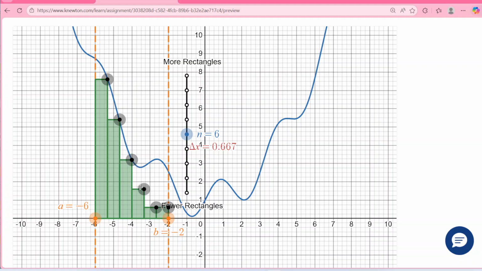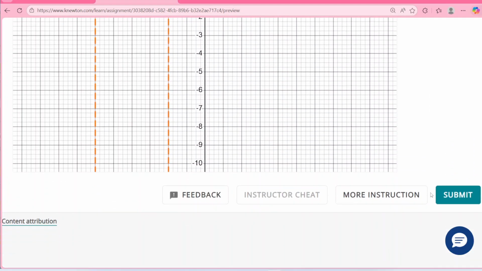Try to have these black points be as close to being on the blue curve as possible. It's a little too high. And those look pretty good, and that should be a decent estimate for the area under the curve using 6 rectangles and right endpoints there.